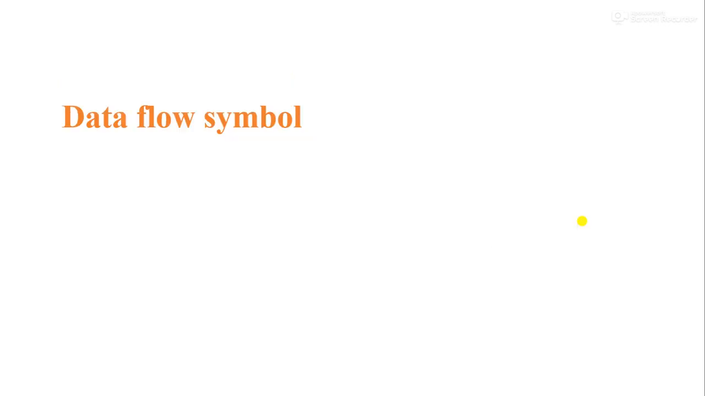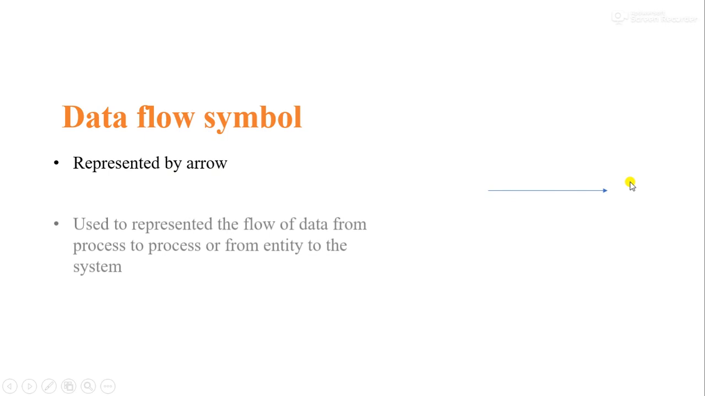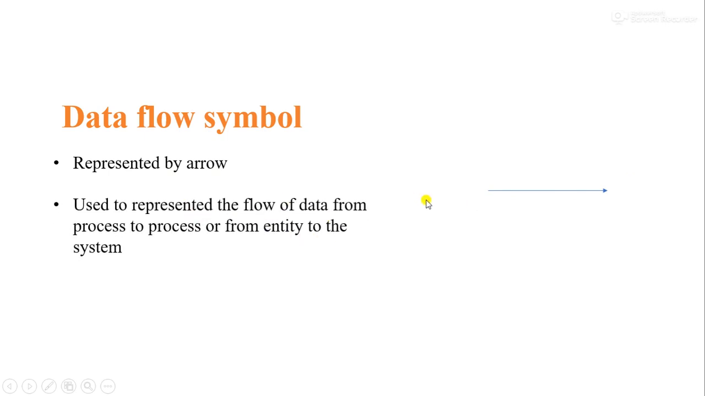Now another type of symbol is the data flow symbol. This data flow symbol is represented by this type of arrow, and it is used to represent the flow of data from process to process or from process to entity. When we need to represent the data flow from one process to another process, we can use this arrow, or we can also use it to represent the flow of data between different entities. The name of the data must be written on top of the arrow.